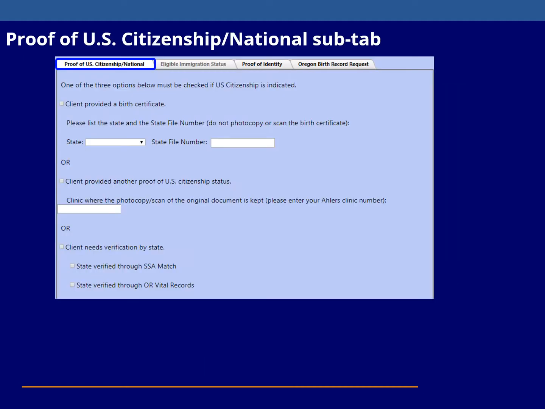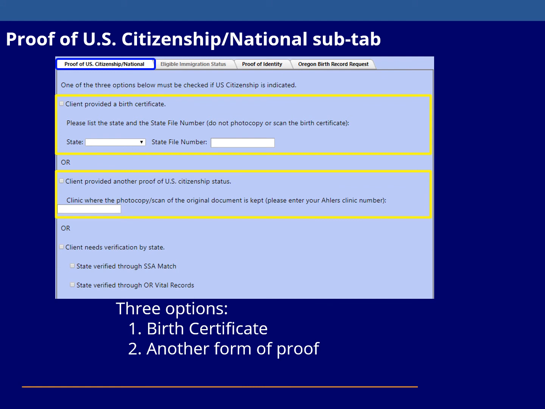With this in mind, let's go over the Proof of U.S. Citizenship National Status subtab. You'll remember from the enrollment form training that there are 3 ways a client's citizenship or national status can be verified. A client can bring in their birth certificate, or they can bring in another form of proof like a passport, or we can electronically verify the client's citizenship or national status, which is the most common.